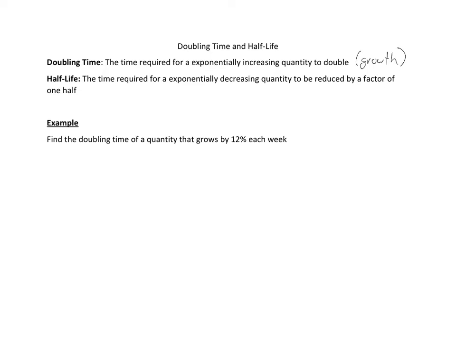Half-life is the time required for an exponentially decreasing quantity to be reduced by a factor of 1/2. If you had 10,000, you'd have 5,000 left. So this can only go with decay. And as you work through these problems, you want to be careful. Are you talking about the annual or period type of exponential, this form? Or are we talking about continuous, which is this form?